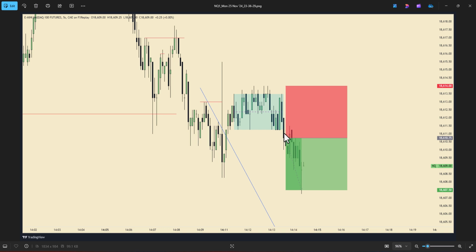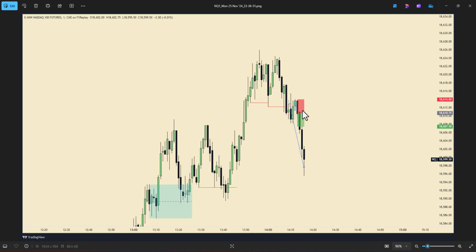But once we broke it, then we have the meltdown to the downside, and you can see that here, right? So this is how you can identify zones and lows that once they are broken, price will trade to the downside, and that's your confirmation to take a trade. Let me show you another example.